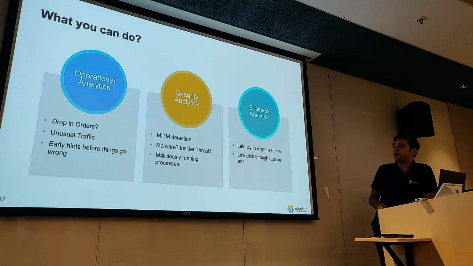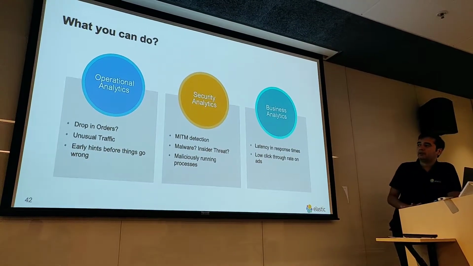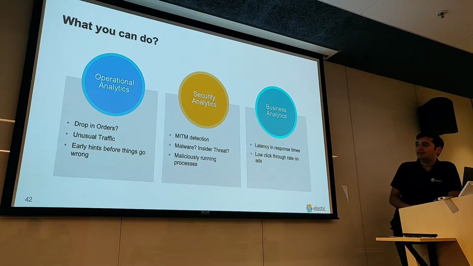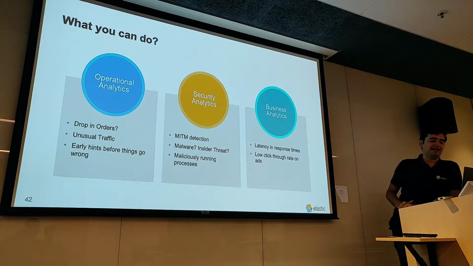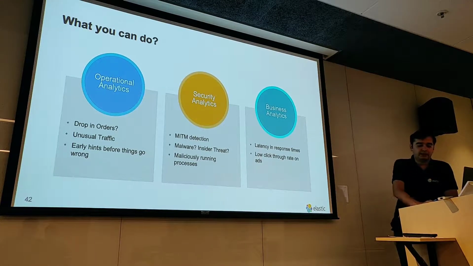So some use cases you can solve with this machine learning: operational analytics, drop in number of orders, unusual traffic, early hints before things go wrong. In case of security analytics, man-in-the-middle attacks, malware, insider threat, maliciously running processes, sudden increase in network traffic, or suddenly one of the known outlier or blacklisted IPs gets access, or tries to enter into the network. Business analytics, latency in response time, low click-through rates on ads, those things can be monitored, and you can try to figure out whether anything is wrong in your entire ecosystem.